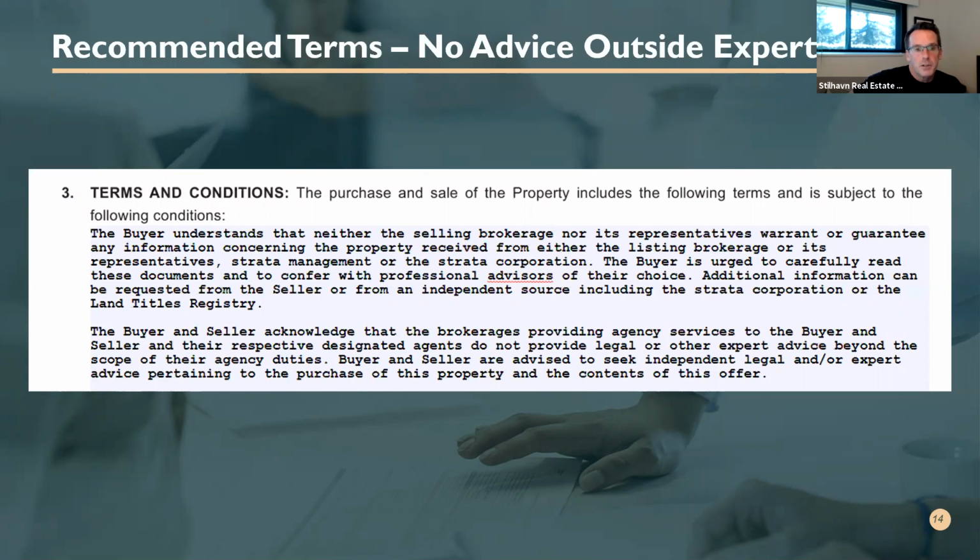And then the buyer and seller acknowledge that the broker is providing agency service to the buyer, and the seller and their representative designated agents do not provide legal or other expert advice beyond the scope of their agency duties. Buyer and seller are advised to seek independent legal and or expert advice pertaining to the purchase. I've seen many different versions of that, so just make sure you have something like that.